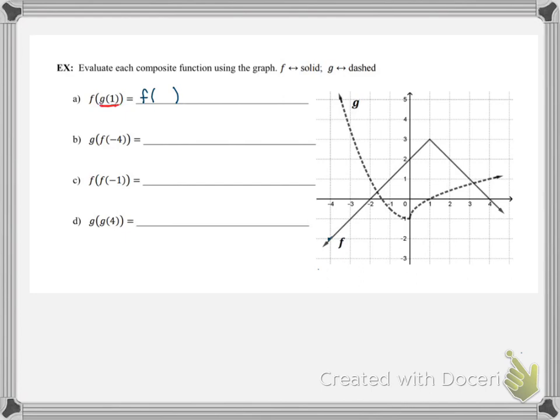So for g of 1, my x value is 1. And the point on g with an x value of 1 is right here. And that has a y value of 0. So I replace g of 1 with 0. And now I want f of 0. So my x value is 0. And the point on f with an x value of 0 is right here. The corresponding y value is 2. And so this is equal to 2.